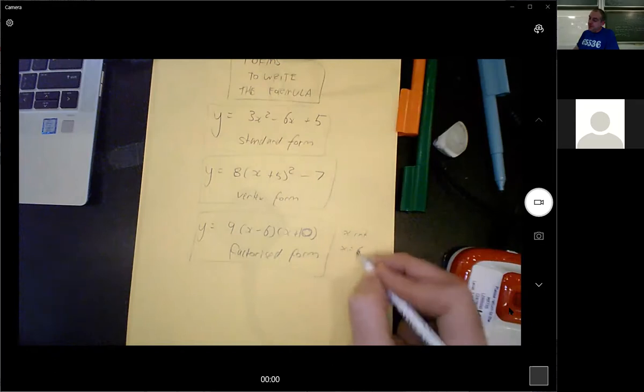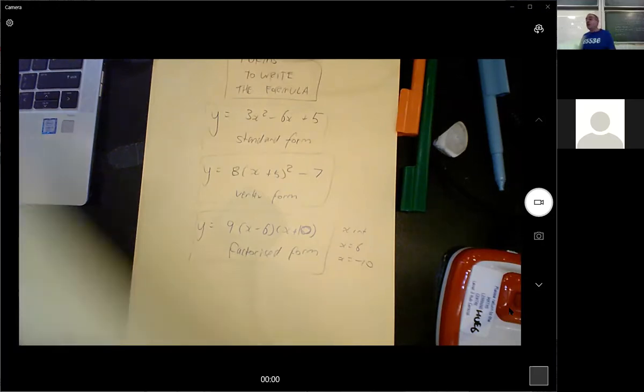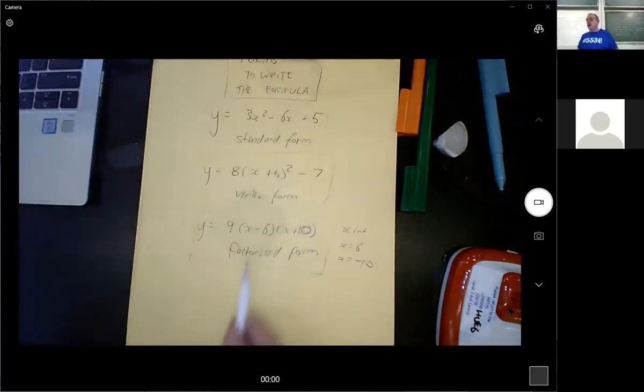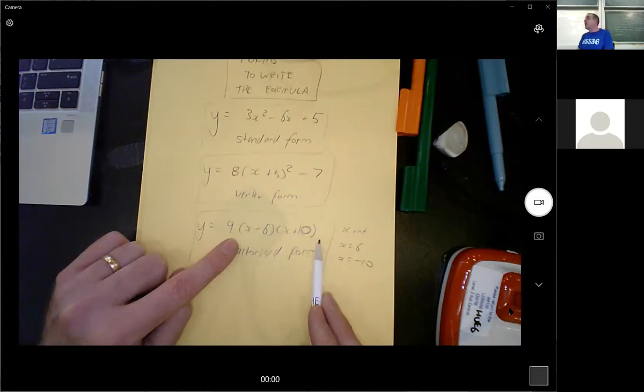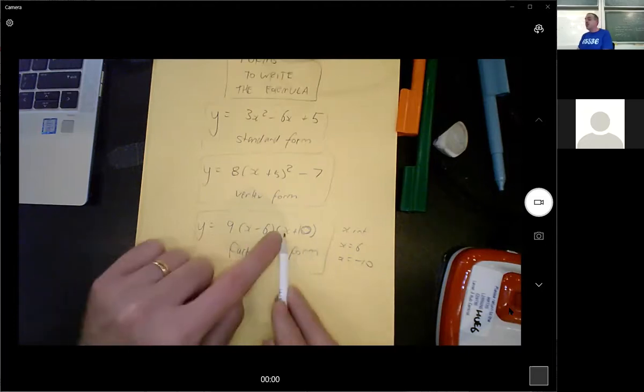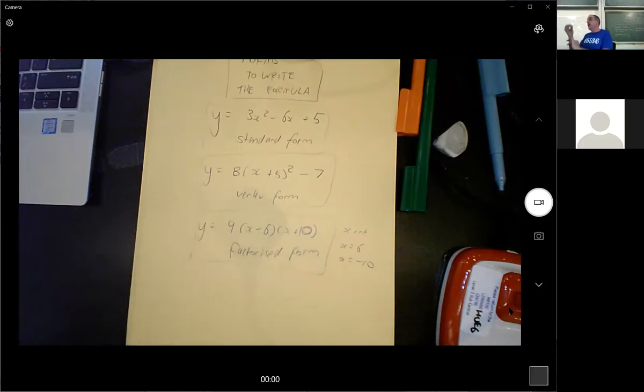So this one has x-intercepts. X-intercepts are x equals 6 and x equals minus 10. Why isn't it minus 6? It's always the opposite. And it's because to get an x-intercept, you would need the y value to come out to 0, because on the x-axis, all the y coordinates are 0. And to make this answer come out to 0, if x was 6, then I'd have 9 times 0 times something. And so that would be 0. And if x was minus 10, minus 10 plus 10 is 0. And so that's why it's always the opposite of what number is next to it, so that they cancel out to make 0.